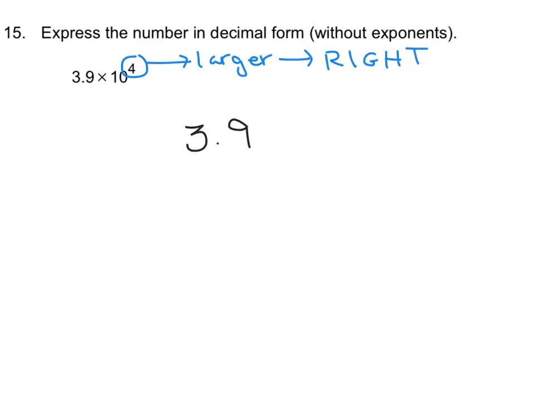So I'll take the decimal and I'll move 1, 2, 3, 4, and I'll place zeros in my spaces. So my new number is 39,000.